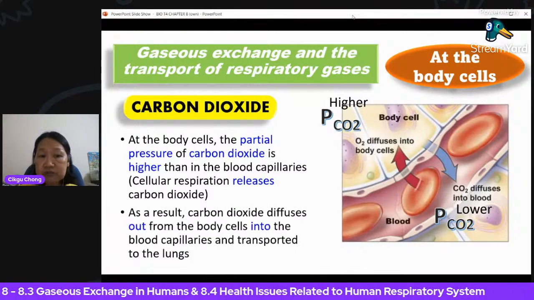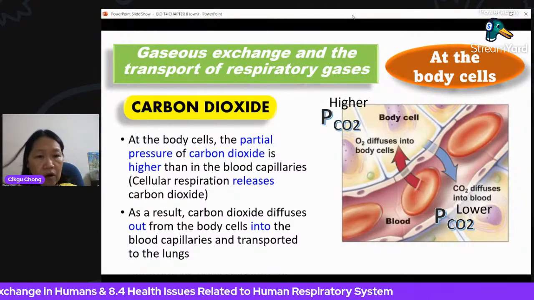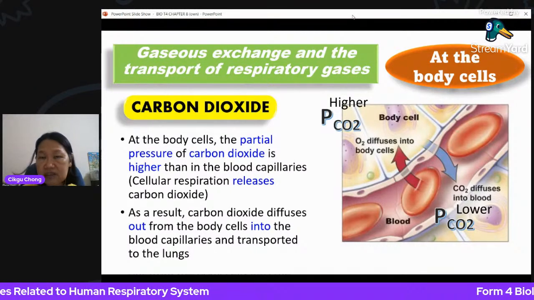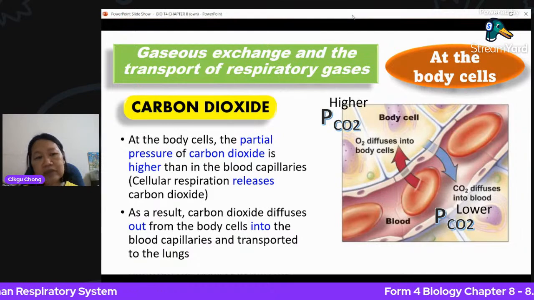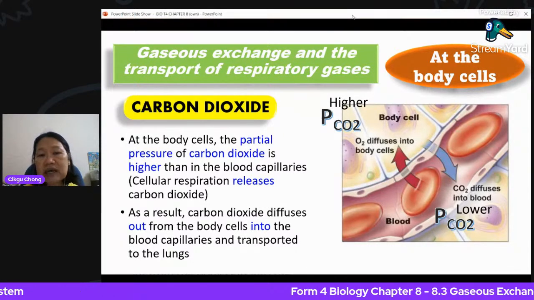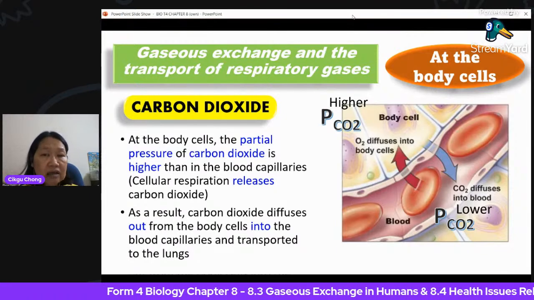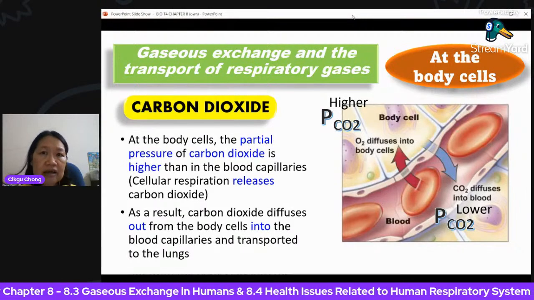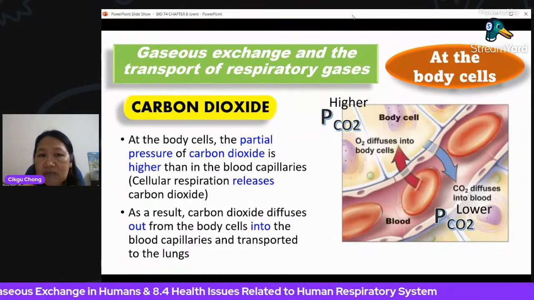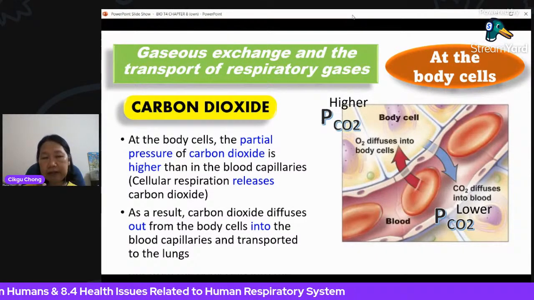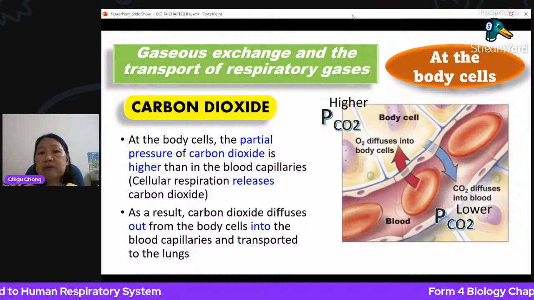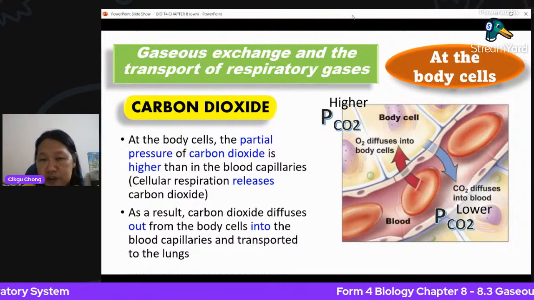Because of that, as the body cell has more, carbon dioxide will diffuse out from the body cells. And you also must mention into where: into the blood capillaries, and again it's transported back to the lungs to be removed, to be excreted in the lungs as carbon dioxide gas. So that is how you explain why oxygen travels this way and not the other way. Same thing for carbon dioxide. Okay, so that is 8.3.